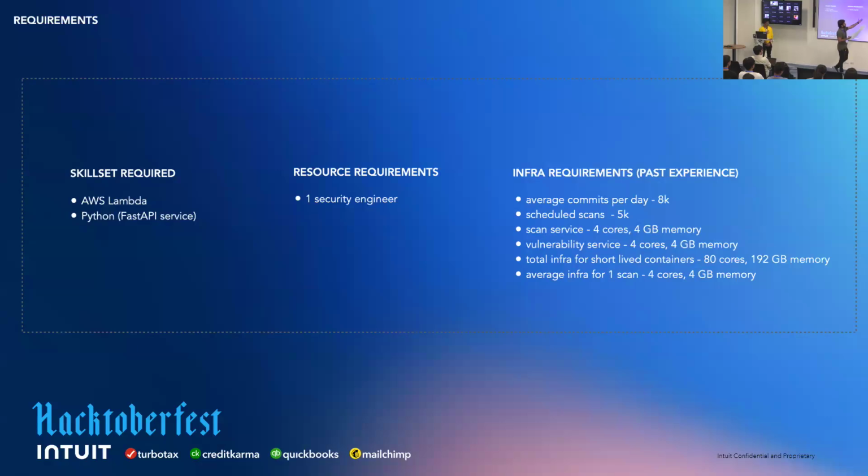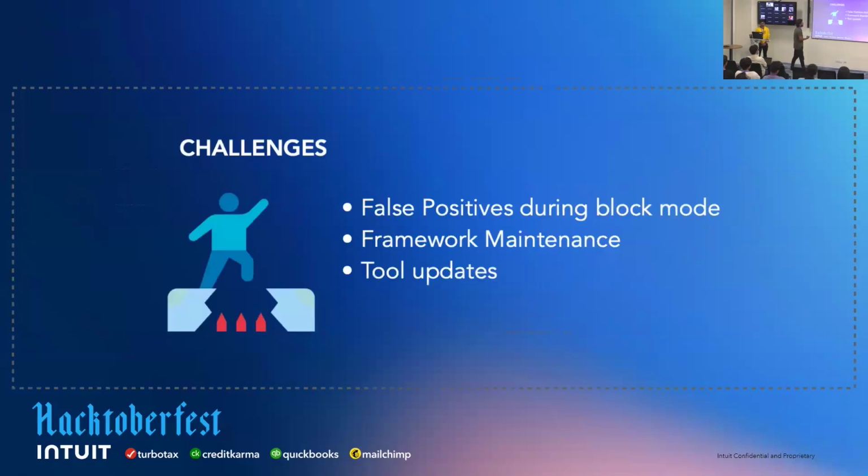So we run almost 3 tools per commit, so we have around 25 to 30K scans that we run every day. And the average scan requires around 4 cores, 4 GB memory, right? And then the resource requirement was pretty much one security engineer. And the skill set required is pretty much anyone who has knowledge about Lambda, or even Python, to develop a FastAPI service. And we will soon open source this, and then organizations can simply adapt this and do it, right?